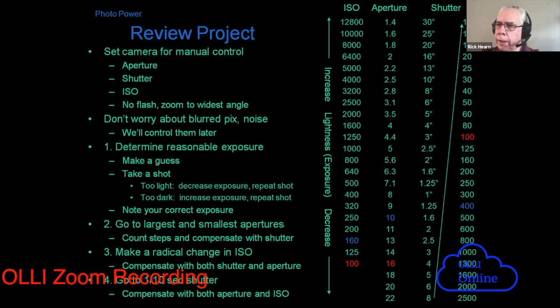Just remember, if what you're getting is too dark, go up the columns on one or more of the ISO, aperture, or shutter. If what you're getting is too light, go down the columns on one or more of ISO or aperture or shutter.